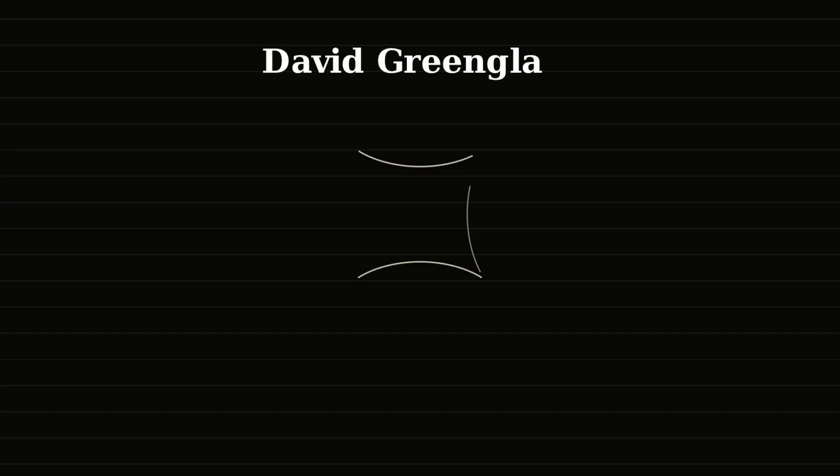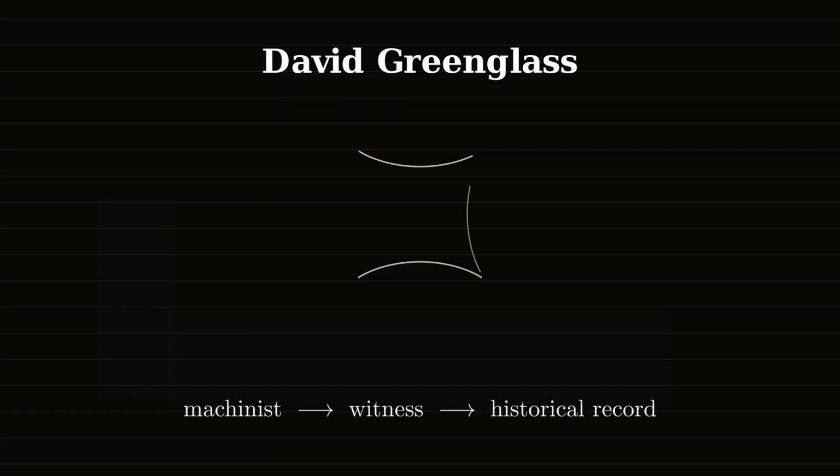Among the workers at Los Alamos was David Greenglass, an Army machinist associated with work on molds connected to the explosive lens program. Greenglass also passed information from Los Alamos into a Soviet espionage network. Years later, during the Rosenberg trial, he reconstructed sketches representing information he claimed to have transmitted. His testimony became part of one of the most controversial trials of the early Cold War.